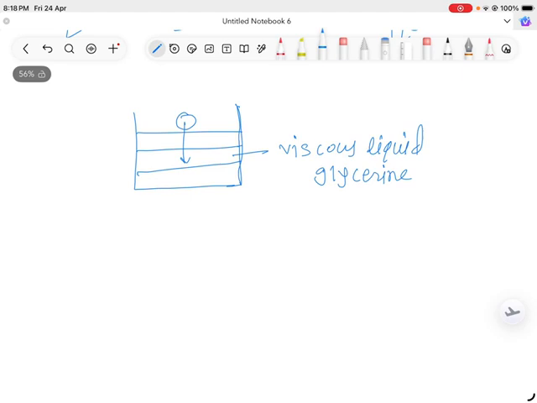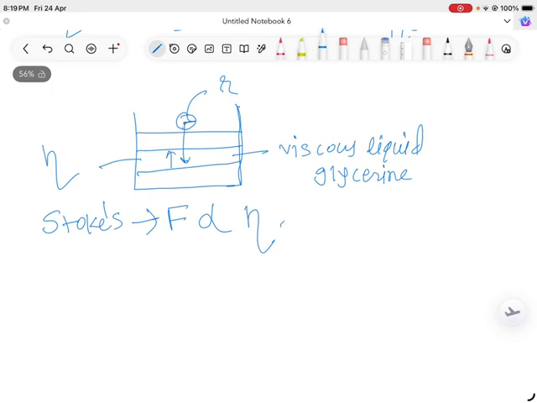As this metal ball is thrown and it is in between the layers of that viscous liquid, a force acting on the ball is nothing but F. According to the scientist Stokes, the force acting on the ball is directly proportional to coefficient of viscosity eta. Viscous liquid का coefficient of viscosity eta. It is proportional to radius of metallic body, that is r, and terminal velocity of the ball, that is v.